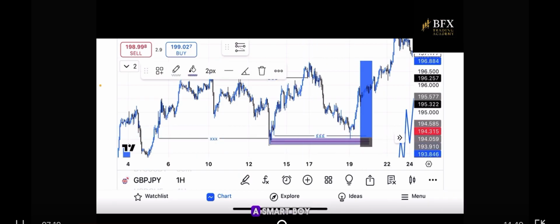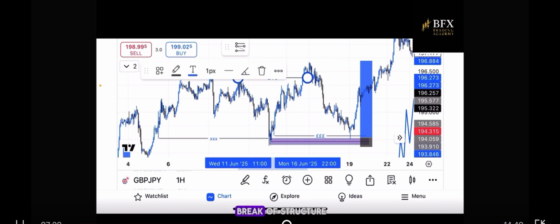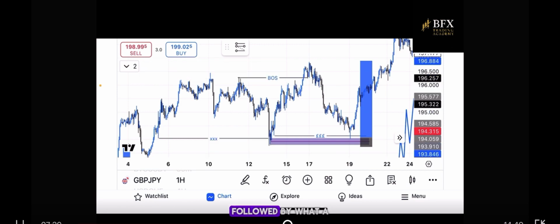And now, thinking as a smart boy, why do you want to take this trade? I told you, think of three things. As you can see, a liquidity sweep here, followed by a break of structure, followed by a liquidity or a structural liquidity. Then an order block.